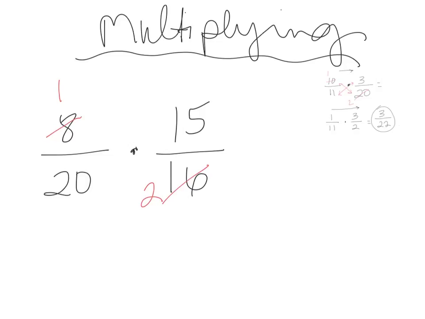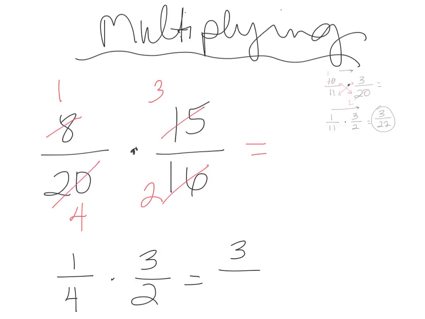Now let's look at 15 and 20. Think to yourself, is there anything that goes into both 15 and 20? Yes, there is. 5. So, 5 goes into 15 3 times. 5 goes into 20 4 times. Now you can multiply straight across. And your new problem really looks like 1/4 times 3/2. 1 times 3 is 3. 4 times 2 is 8. So the answer to this multiplication problem is 3/8.